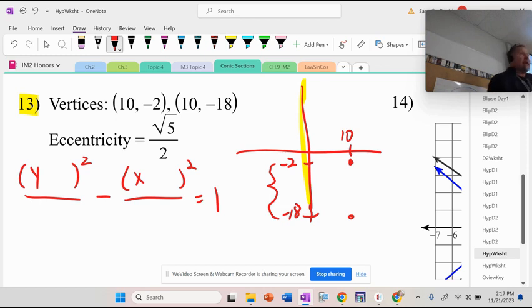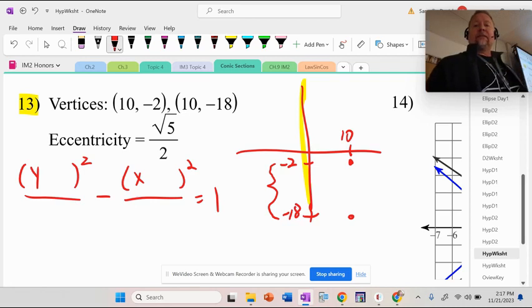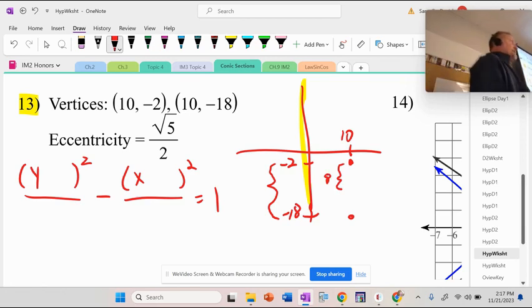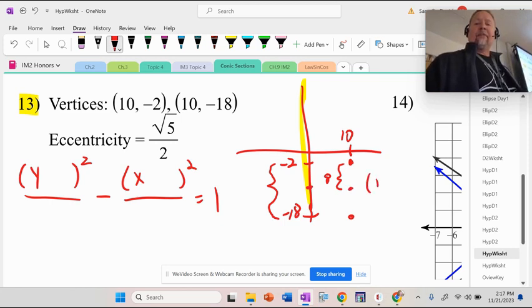All right. So if it's 16, how far do I have to go down to get to the center? 8 again. This is hilarious. Wait till you see what happens to this question. All right. So where is this center? Where's that at then? Obviously, it's at 10. 10 comma what if I went 8 down from -2?